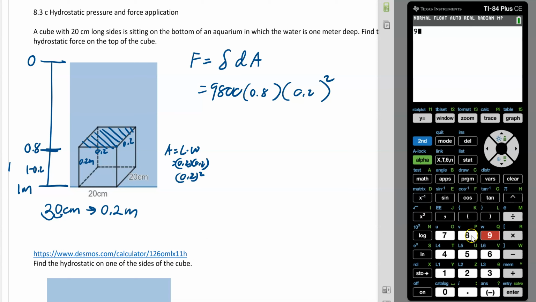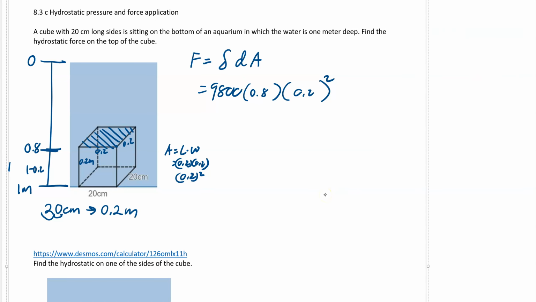So 9,800 times 0.8 times, oops, forgot the parentheses, 0.2 to the power of 2, or square it, and we end up with 313.6 newtons. Again, make sure everything is in meters. We're good. This was a constant pressure right there, not a variable. The pressure here is the same at every single point on the top of that cube, so we can just take our pressure and multiply it by the area to calculate the force being applied to it.